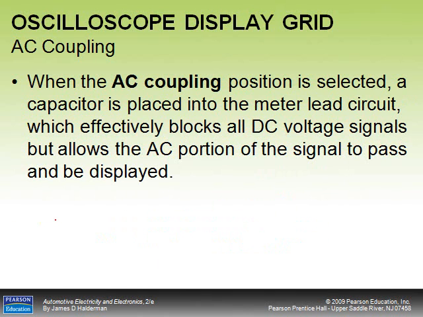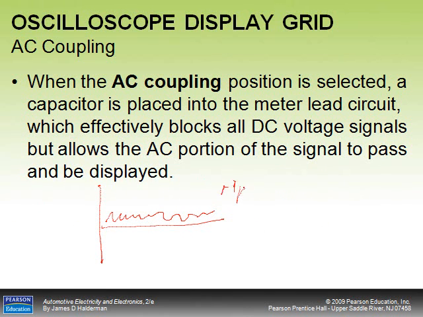Alright, now the AC coupling. When the AC coupling position is selected, a capacitor is placed into the meter lead circuit. It blocks all the DC voltage signals but allows the AC portion to pass and be displayed, and that's what I was talking about with the AC coupling position. You only see the AC portion.